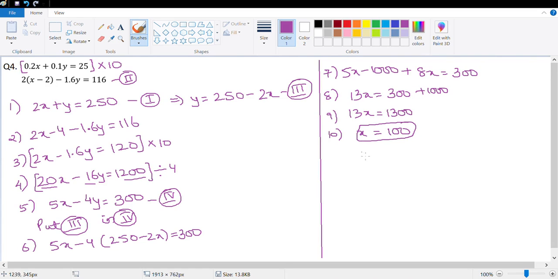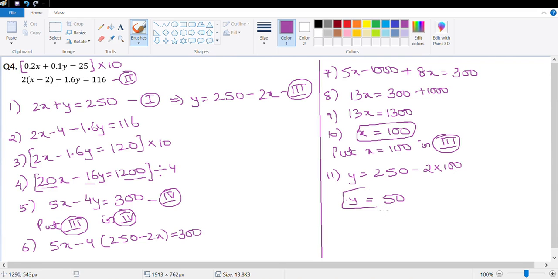Now we've got the value of x, so put x is equal to 100, let's say in equation number 3, and what we get is y is equal to 250 minus 2 into 100, which means y is equal to 50. So that's our final answer. Let's write it in the set form. xy is equal to 100 comma 50. Good. Let's look at the next question.